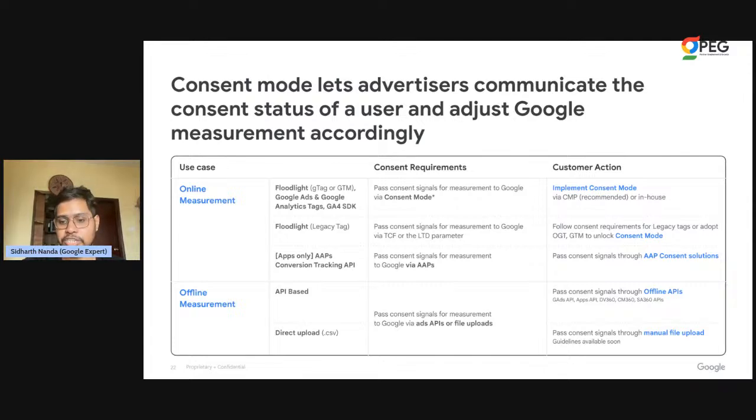And for offline measurement, which is another key aspect, you can use the respective product's API for passing these consent signals. If you're doing direct uploads, which is usually the case, you can specify or annotate the end user consent directly in the file that you are going to upload at the end of the day.